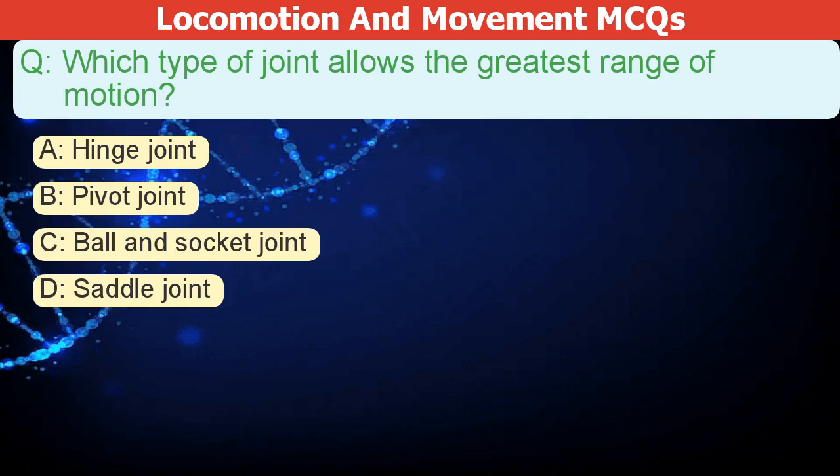Which type of joint allows the greatest range of motion? A. Hinge joint. B. Pivot joint. C. Ball and socket joint. D. Saddle joint.